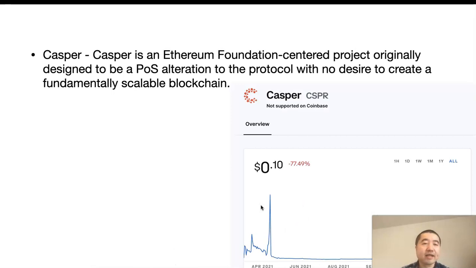Another one is Casper. Casper is an Ethereum Foundation-centered project. I also put the price here. I don't know what happened to this project. It's basically not doing well.